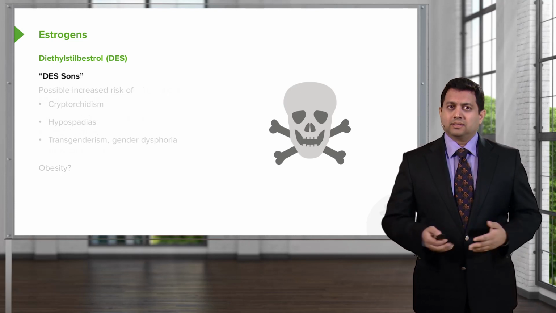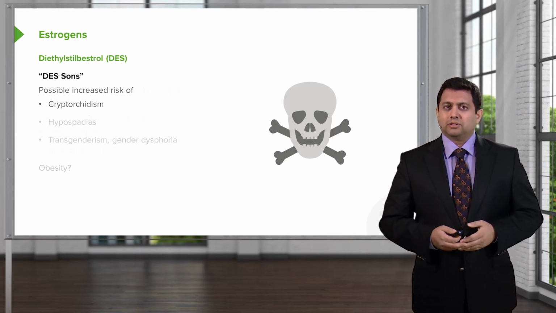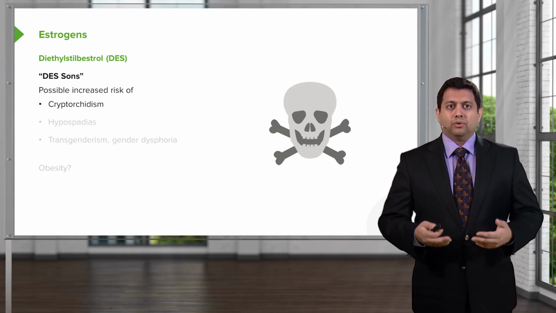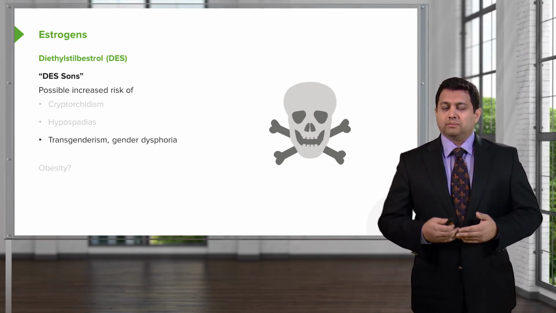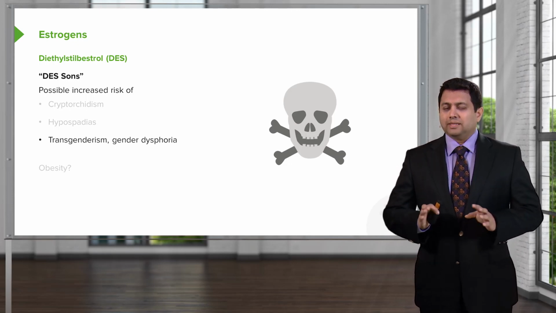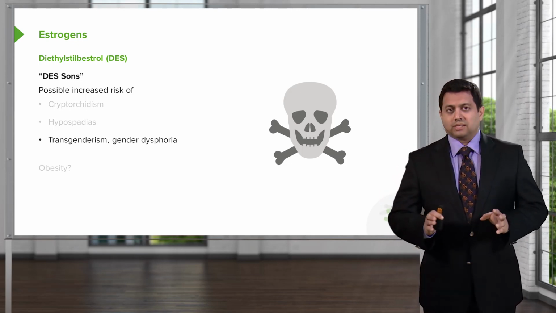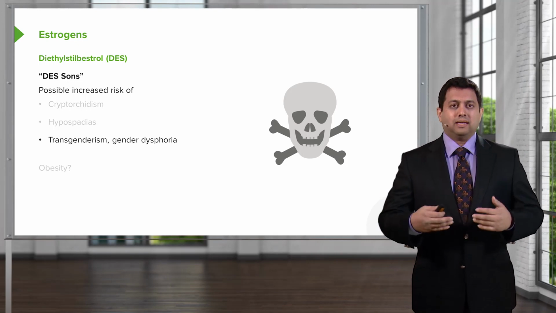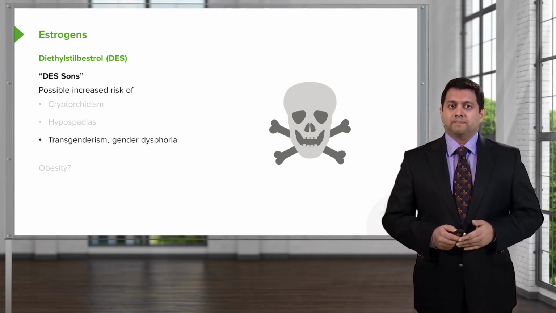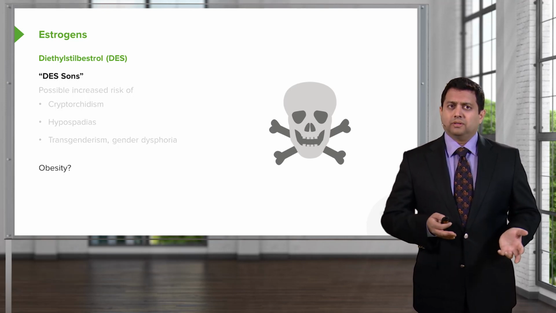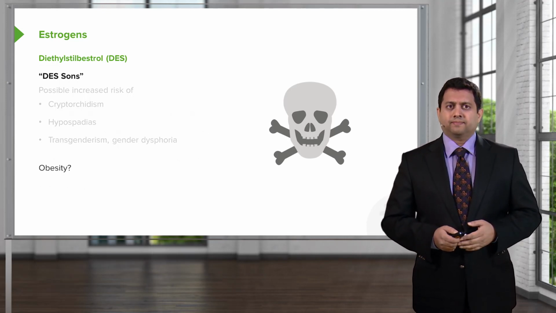What about sons? Well, we believe that there may also be an increased risk of cryptorchidism and hypospadias, and there may also be a risk of transgenderism and gender dysphoria. The last one shouldn't really be called a risk per se, but we have noticed that there may be increased rates of these conditions in DES sons. Once again, we're unsure of the role of obesity in these patients.